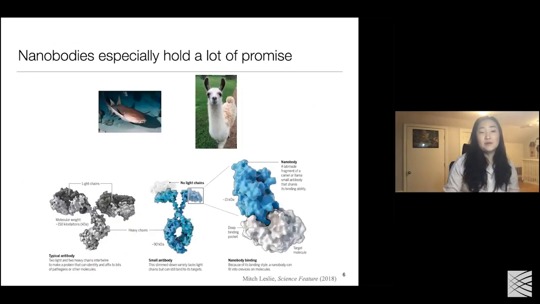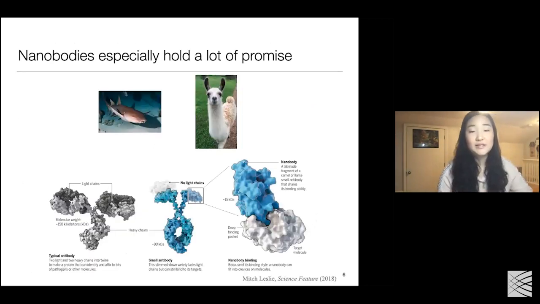And within antibodies, nanobodies actually especially hold a lot of promise. So antibodies generally have a heavy chain and a light chain. And what llamas and sharks and alpacas, camels, etc. have are these antibodies that only have a heavy chain. They don't have a light chain. And yet they still possess the ability to bind to target antigens using the VH domain here. And if you just take this variable domain of the heavy chain, that is what the nanobody is.